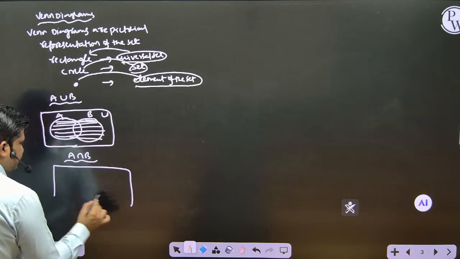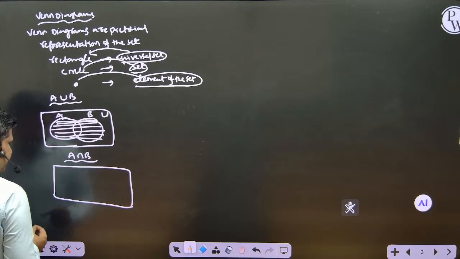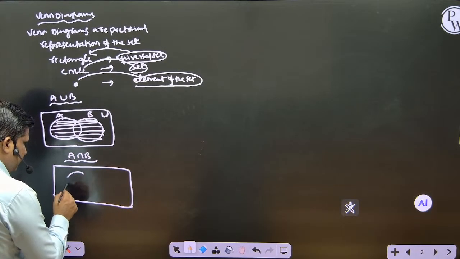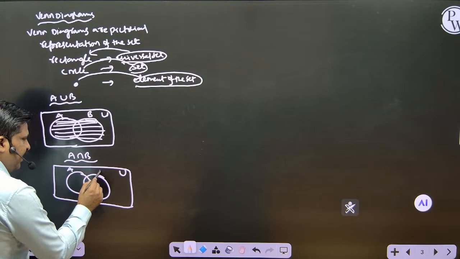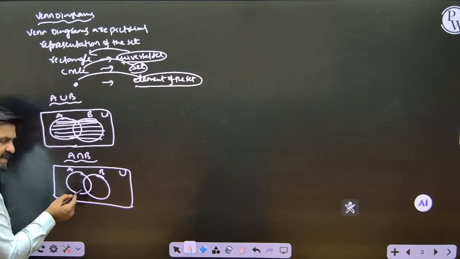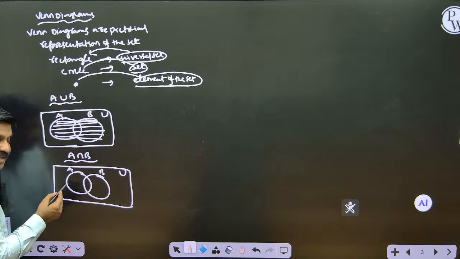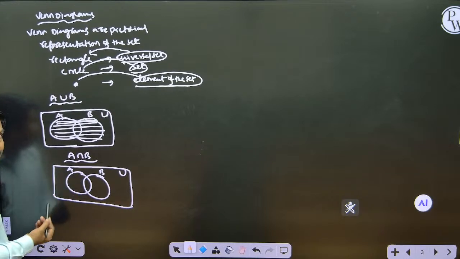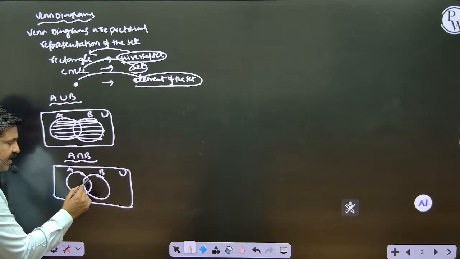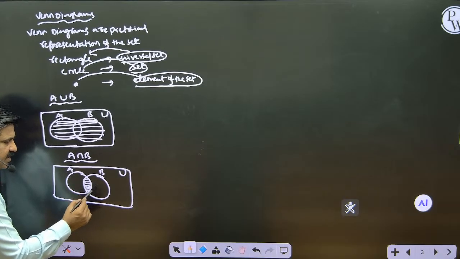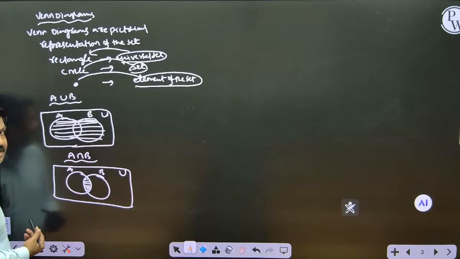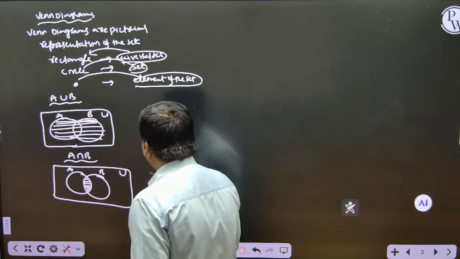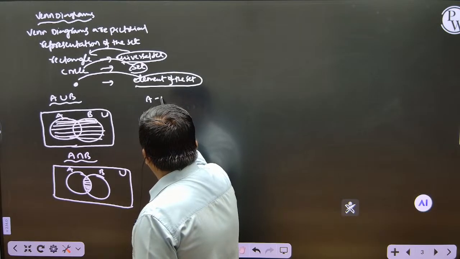See here, this is the universal set, this is A, this is B. Here, what happened? Both circles are intersected, which means they have a commonality. So what is that commonality? This is the commonality, the intersection of these two. This is the common part of both circles. What does that common part represent? A intersection B.